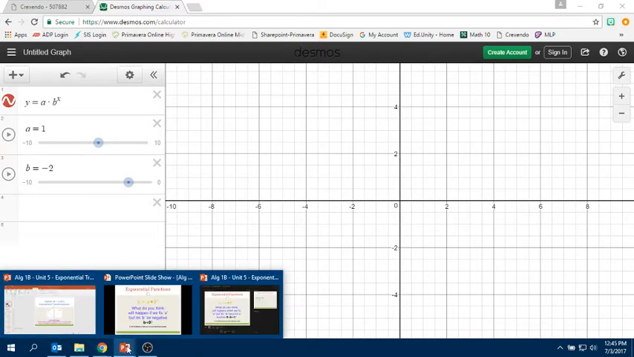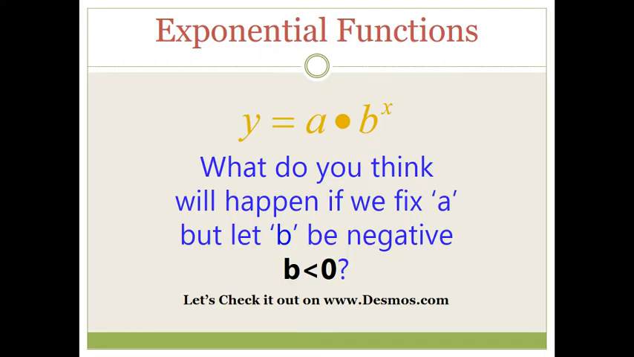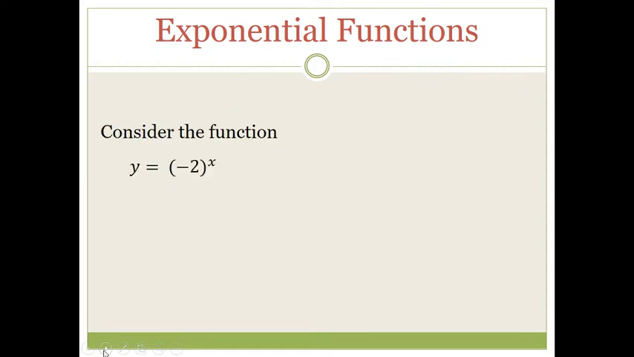All right, so let's go back and investigate this a little bit more. Let's consider a function where I made the b a negative number, like in this case, I made it -2. So we get this function y equals -2 raised to the x.